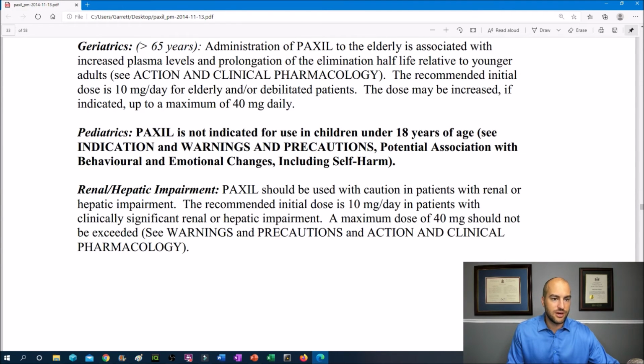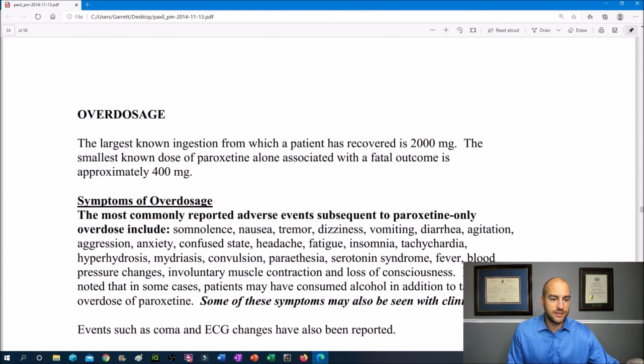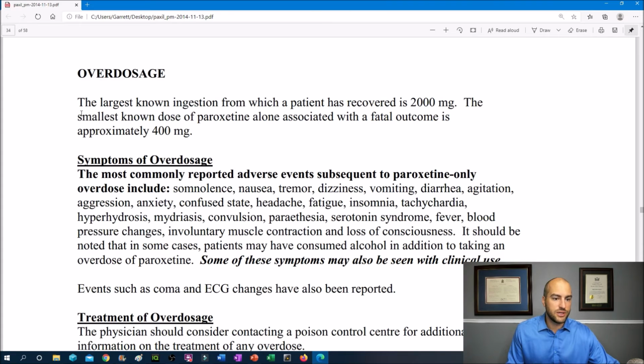We talked about starting at a lower dose for geriatric patients over the age of 65. Another warning there is that you shouldn't use it under 18. Overdosage. The largest known ingestion from which a patient has recovered is 2,000 milligrams. The smallest known dose of paroxetine alone associated with a fatal outcome is approximately 400 milligrams.